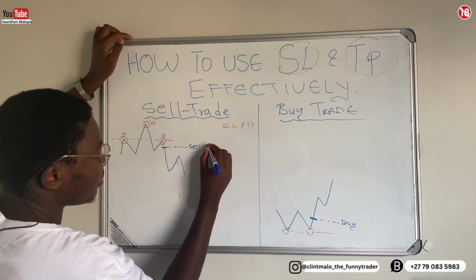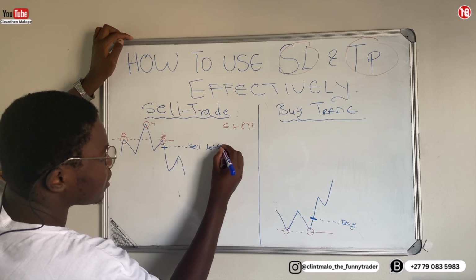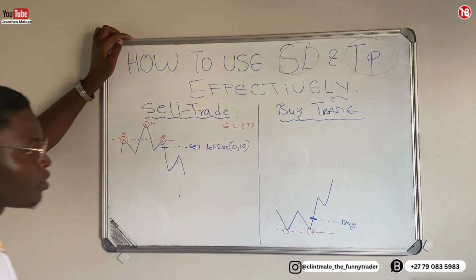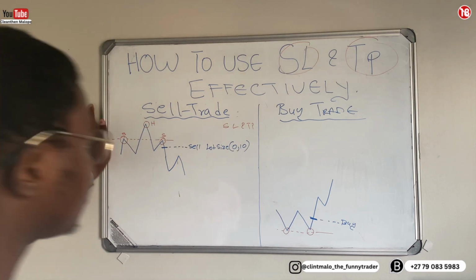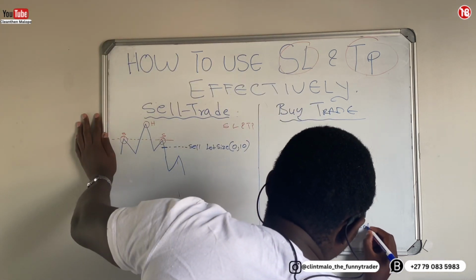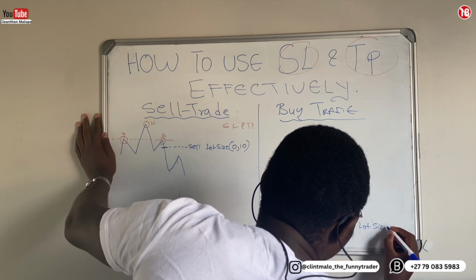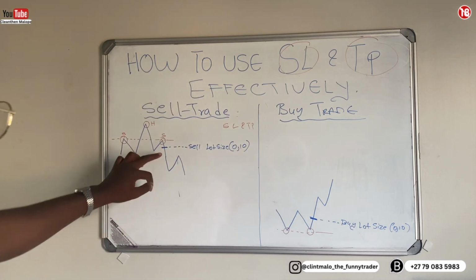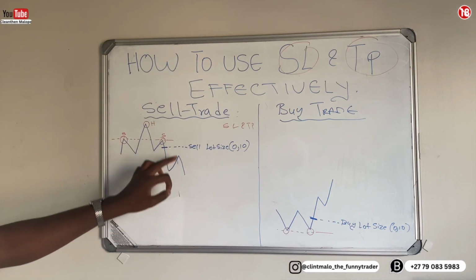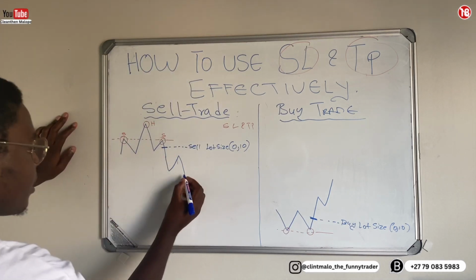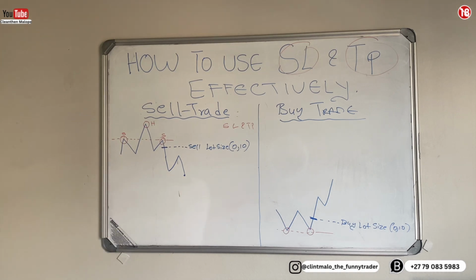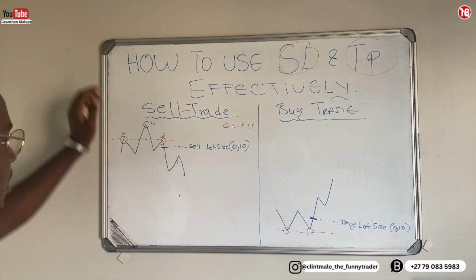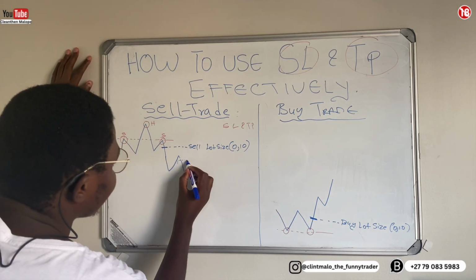We can use maybe a lot size of 0.10. Not a problem. You will take a lot size according to your own account size. Since the market continued to go down after our sell, as now it's here, it means we're already in profit. So as it goes back like that to make a retracement, you can quickly add another sell.